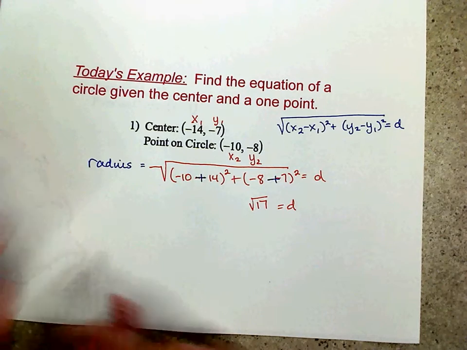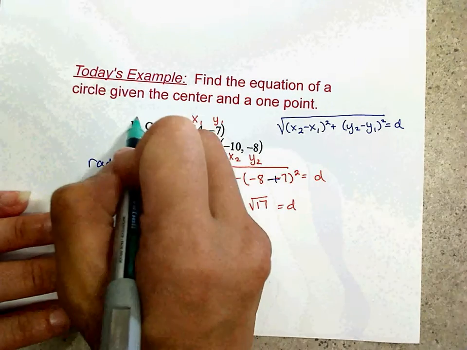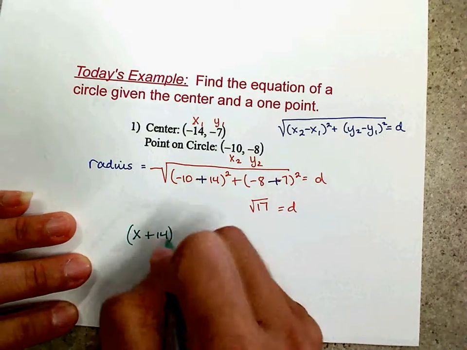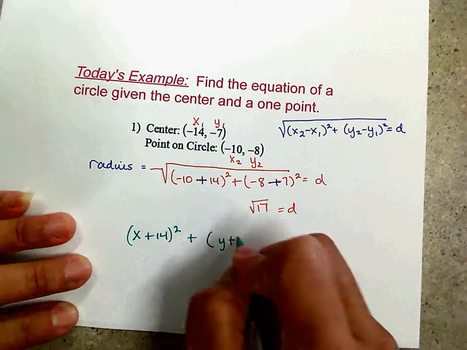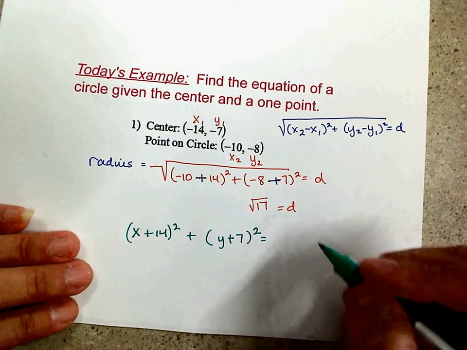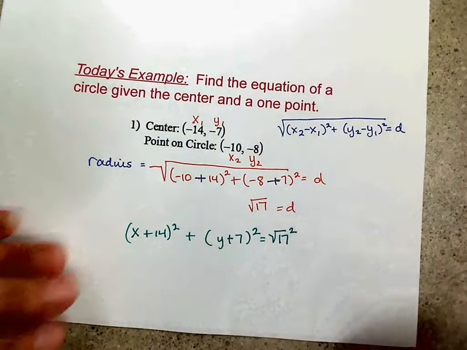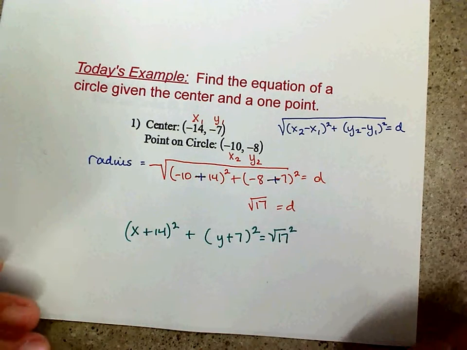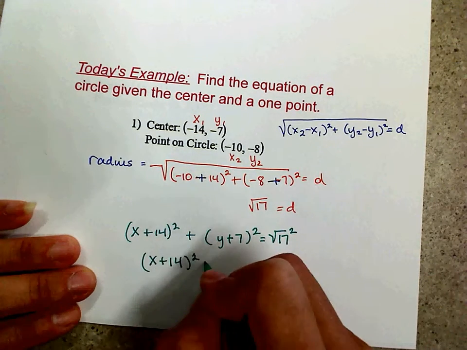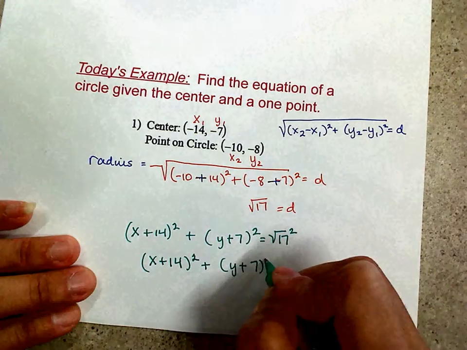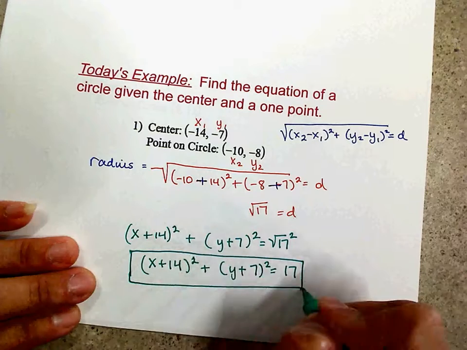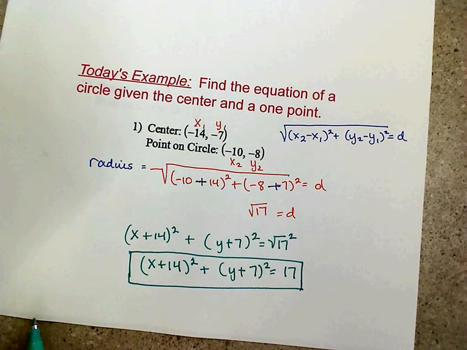So to write that equation, here's your center, okay? So x plus 14 squared plus y plus 7 squared is equal to your radius, which is square root of 17 squared. Well, square root of 17 squared is 17. So let's simplify this. Don't leave it ugly. Make it real pretty. And there you go. So your radius is the square root of 17, and we got a square.